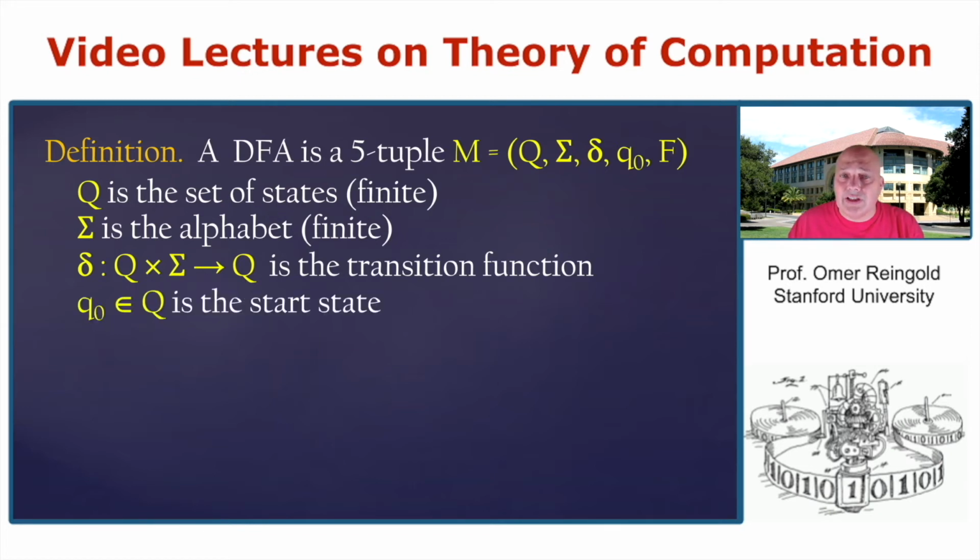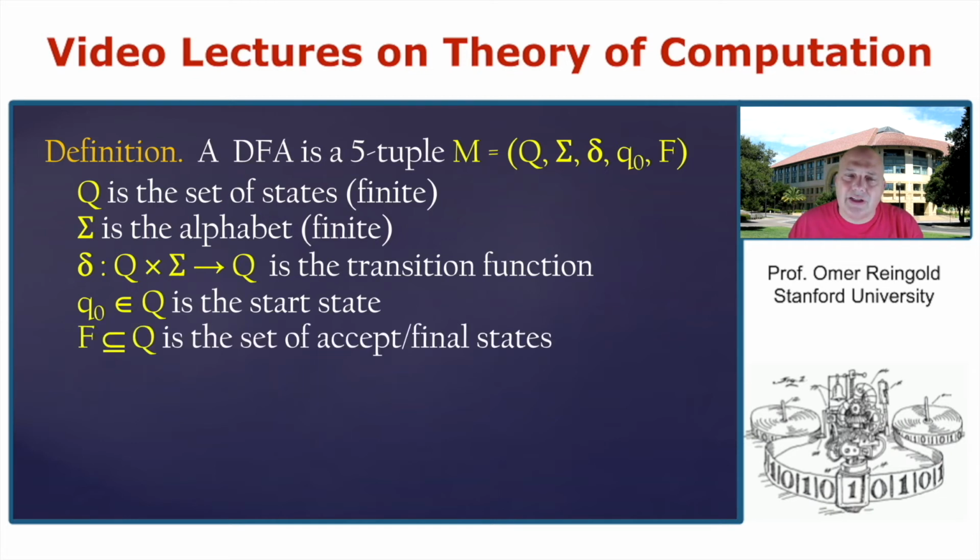Q0 is the start state. So it is one of the states, and it's a special one because this is the start state. That's where the computation starts. And F is the subset of accept states or final states. So these are the states that if we end with these states, we know that we are accepting. This is a very straightforward formalization of the picture we had before.